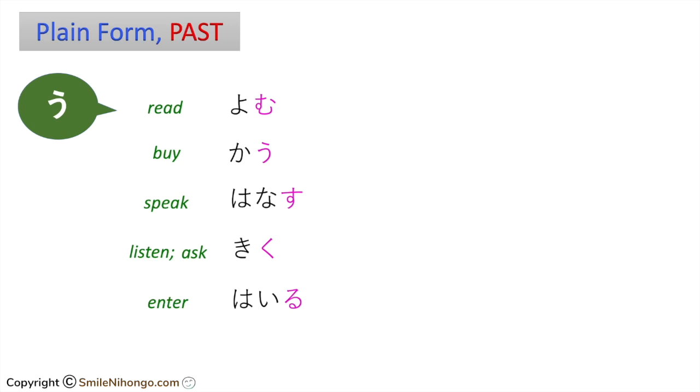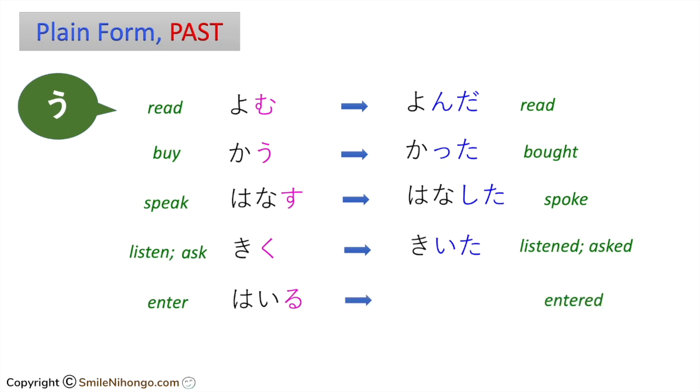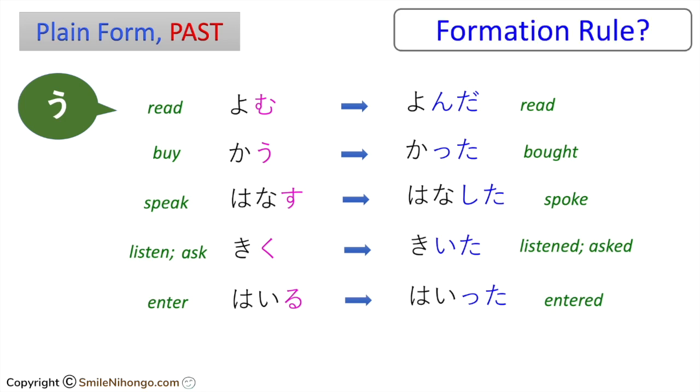I'm going to use these U verbs as examples. 読む, 買う, 話す, 聞く, 入る. And here are the past tense. Read is 読んだ. Bought is 買った. Spoke is 話した. Listened or asked is 聞いた. Entered is 入った. Do you notice something here?